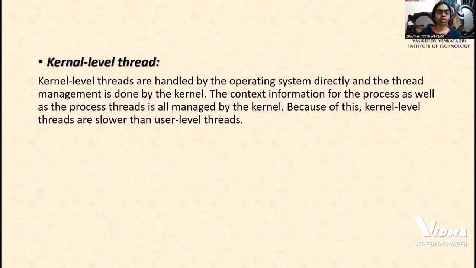Kernel-level thread. Kernel-level threads are handled by the operating system directly, and the thread management is done by the kernel. The context information for the process as well as the process threads is all managed by the kernel. Because of this, kernel-level threads are slower than user-level threads.